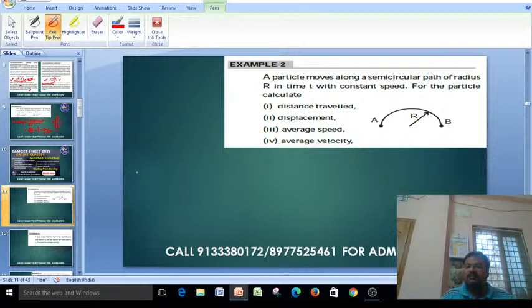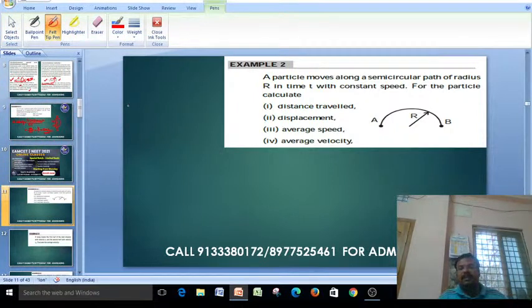So next example, let us check it. A particle moves along a semicircular path of radius capital R in time t with constant speed. For the particle, calculate 4 things based on the given picture: distance traveled, displacement, average speed, and average velocity. From lower level, I will try to go to higher level problems. Let us solve this one.